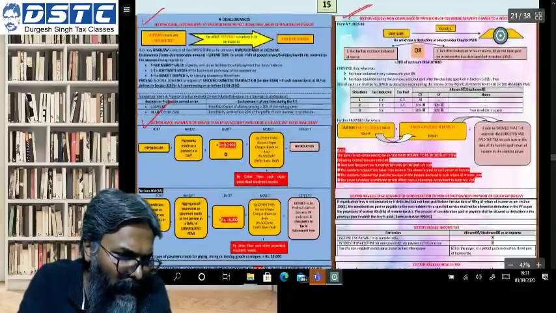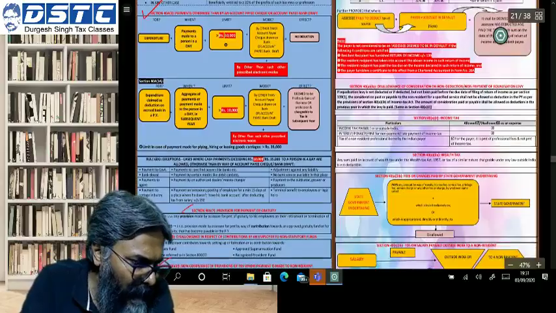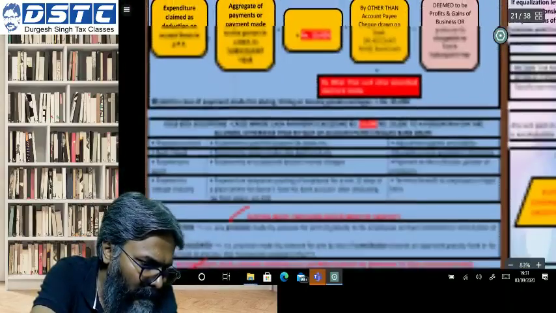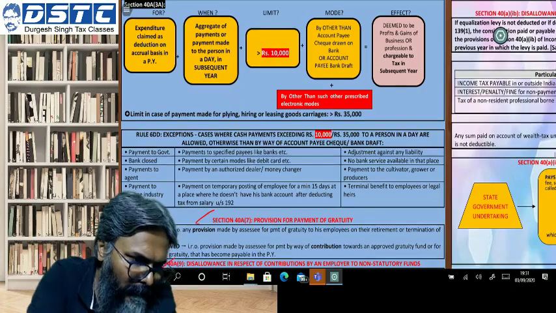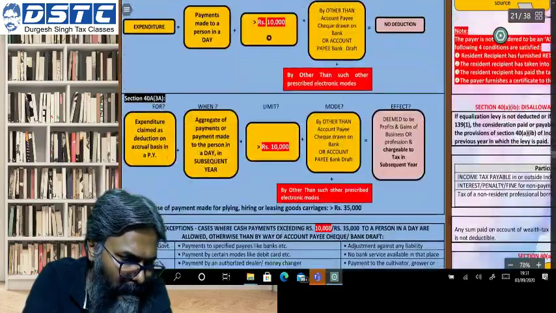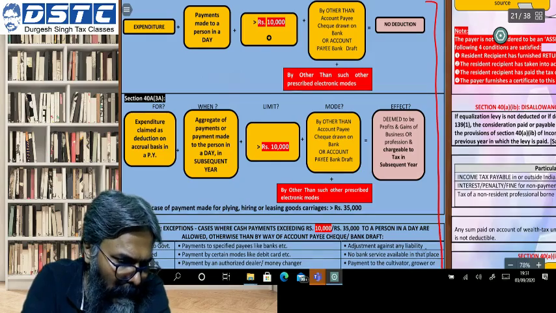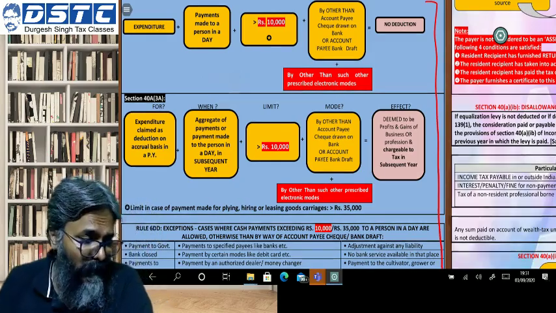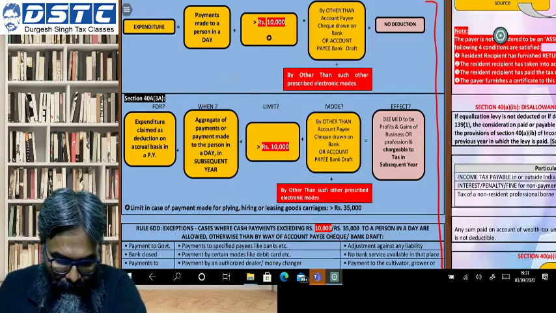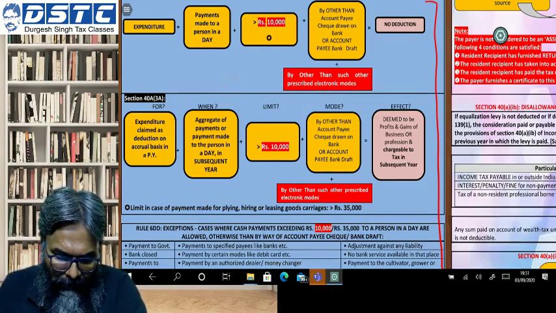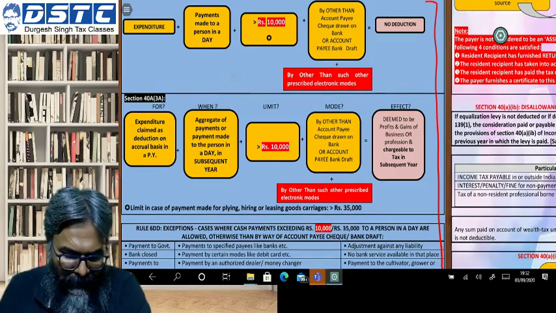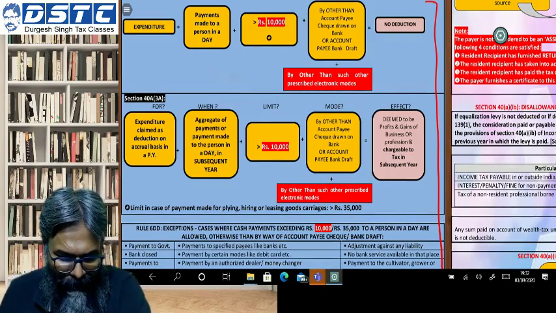Now please read 40A3, all of you. From here till the last. Rule 6DD exception. 2 minutes time, friends. Quickly. Yes, DSB. Bribe, protection money, all are disallowed. Bribe and protection money. 2 minutes time, friends. 40A3. Last time you are doing it right now, and thereafter you will do it only in the examination time. Quickly.